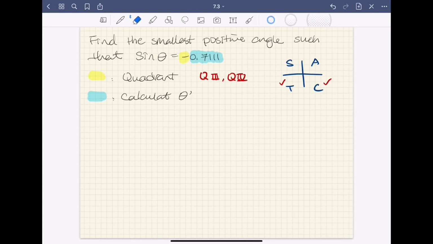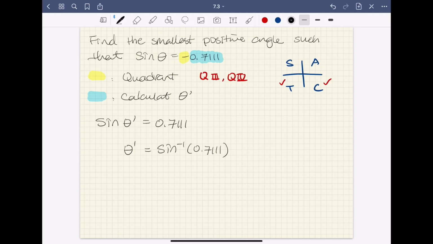So we know that sine reference angle is equal to 0.7111. The trig ratio of reference angle is always positive. So when you are calculating reference angle, always remove the negative sign. Okay? So theta prime then is equal to arcsine of 0.7111.